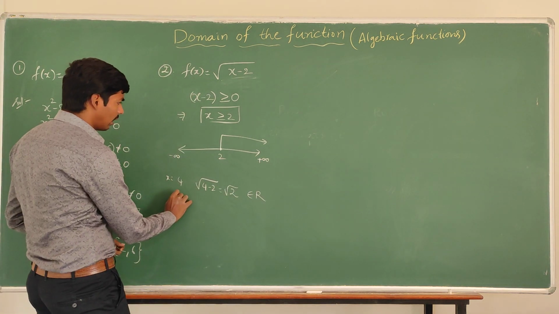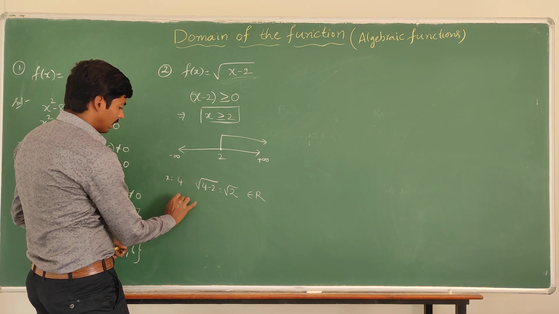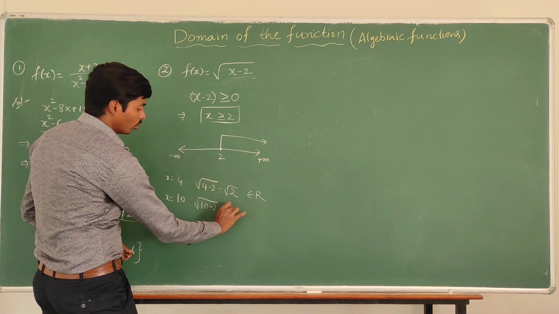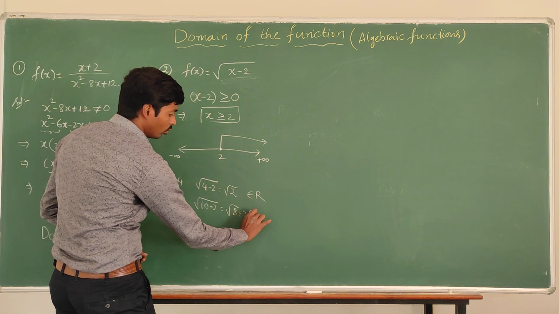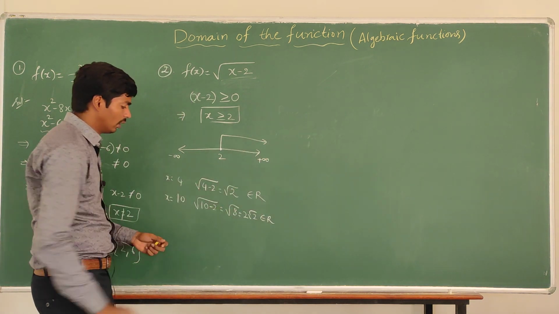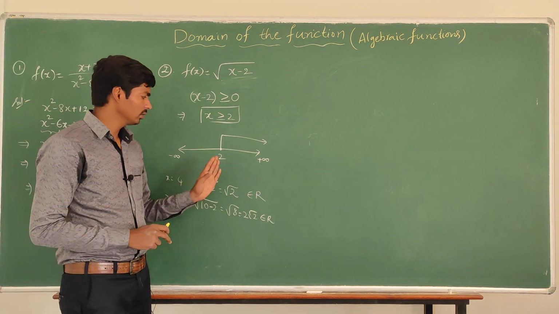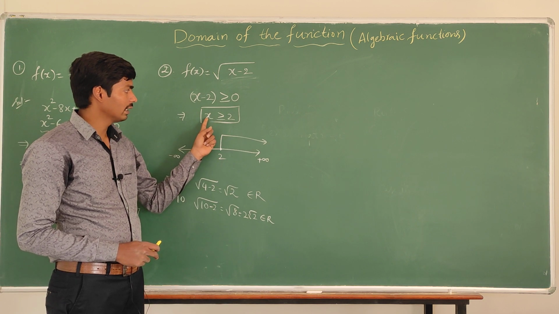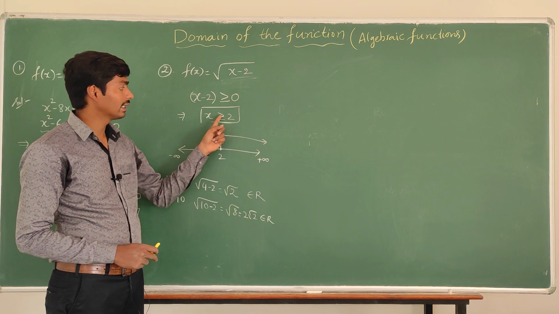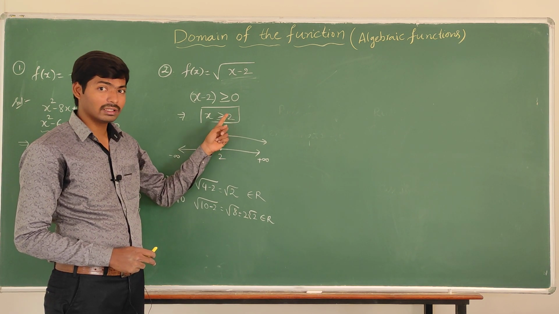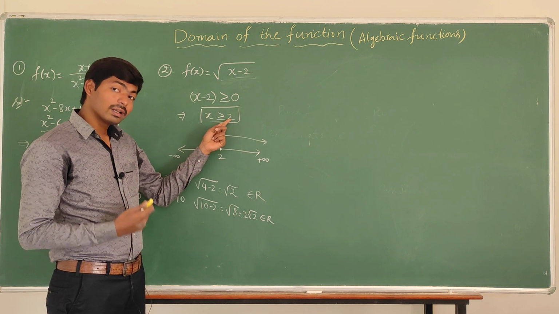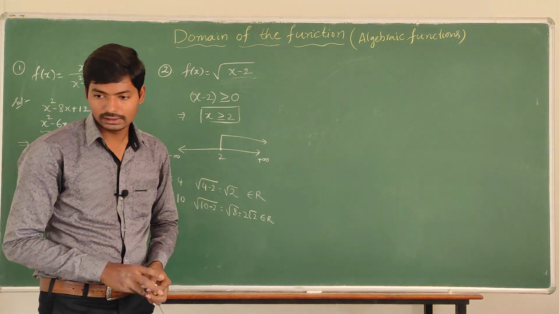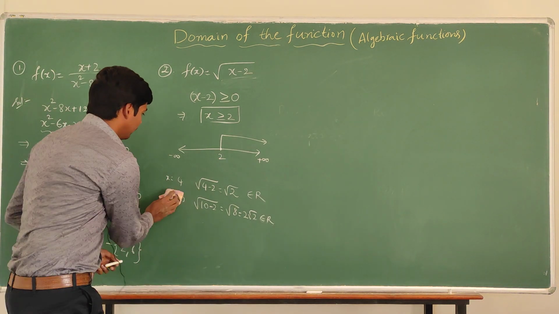Suppose I take x equal to 10, root of x minus 2, 10 minus 2, root 8. Root 8 is nothing but 2 root 2, again a real number. So for all the real values from 2 to infinity, my function can be defined. For all the real values of x greater than or equal to 2, my function can be defined.